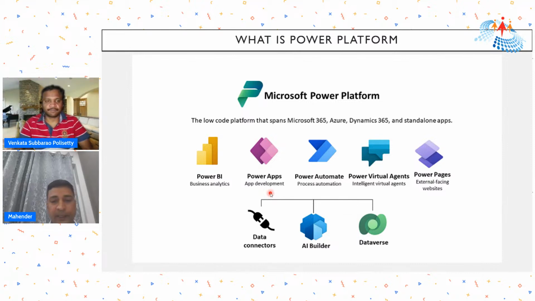Then we have Power Automate, which is basically a visual tool to automate our business logic. Different actions and different triggers are available, which we can use to automate our repetitive tasks. Every business has lots of repetitive tasks or business processes, so those can be automated using Power Automate.